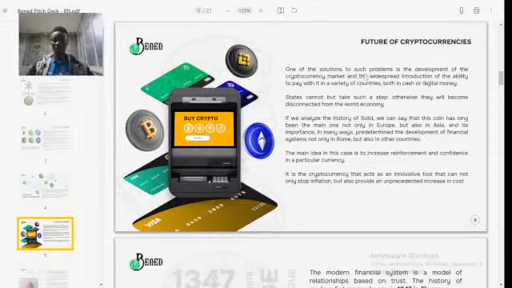One of the solutions to such problems is the development of the cryptocurrency market and the widespread introduction of the ability to pay with it in a variety of countries, both in cash and digital money. States cannot avoid such a step, otherwise they will become disconnected from the world economy. And if we analyze the history of the solidus, we can see that this coin has long been the main one, not only in Europe but also in Asia, and its importance in many ways predetermined the development of the financial system, not only in Rome but also in other countries.